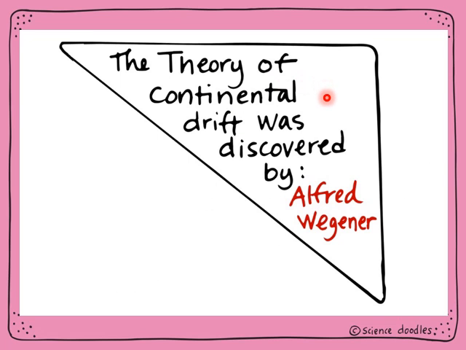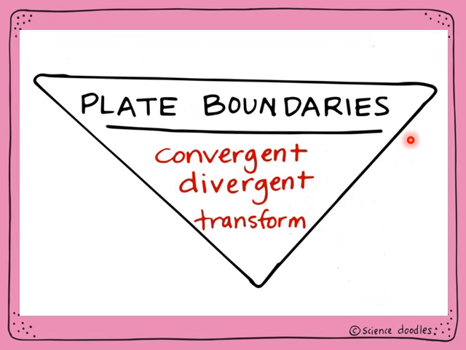The theory of continental drift was discovered by a gentleman by the name of Alfred Wegener. There are three different types of plate boundaries. They are convergent, divergent, and transform.